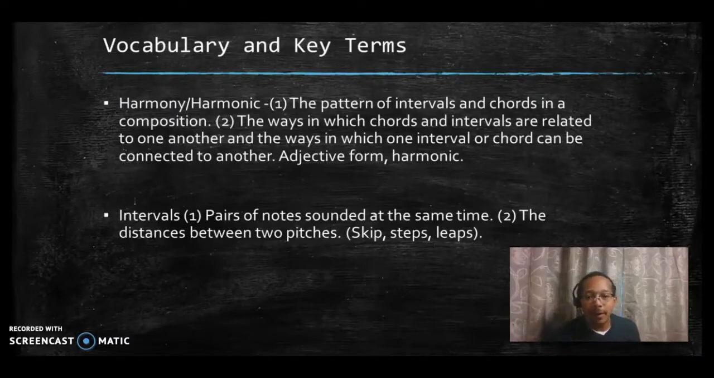Harmony refers to the pattern of intervals and chords in a composition. It is also the ways in which chords and intervals are related to one another, and the ways in which one interval or chord can be connected to each other.